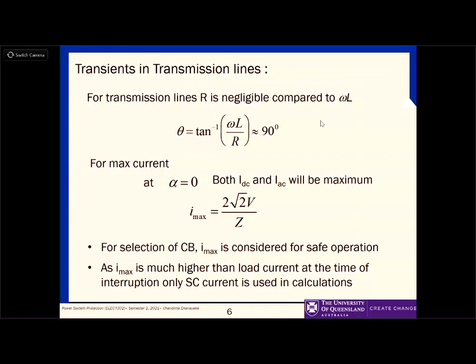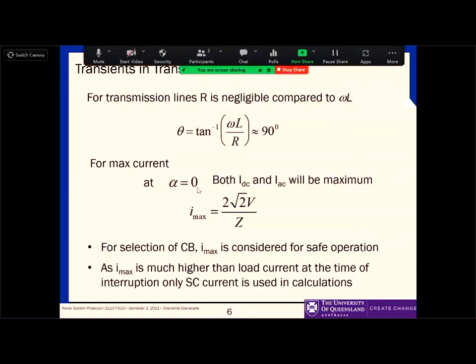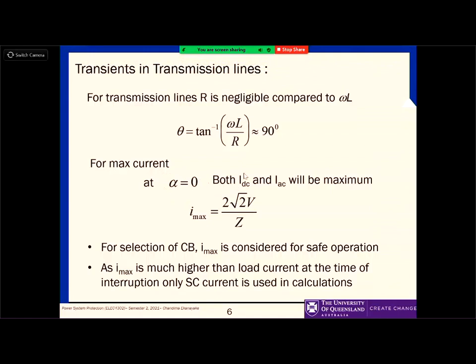So as I said, if you are looking at theta at 90 degrees because of the transmission lines, for maximum currents, it happens when alpha is equal to 0. If you go back and look at the equations, when alpha is equal to 0, both I_DC and I_L will be maximum. Therefore, the potential maximum value that you can see in the fault is I max equals 2 times square root 2 V divided by Z.